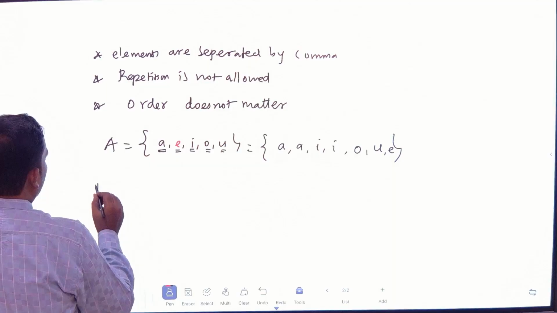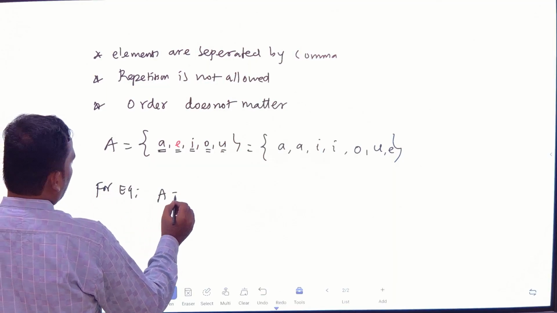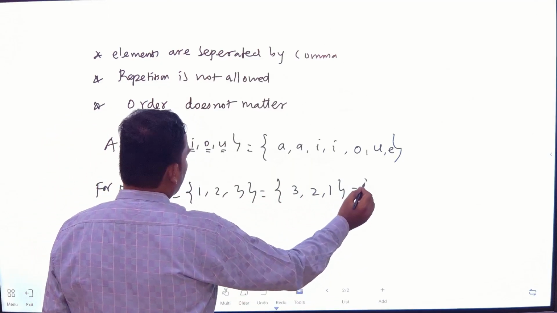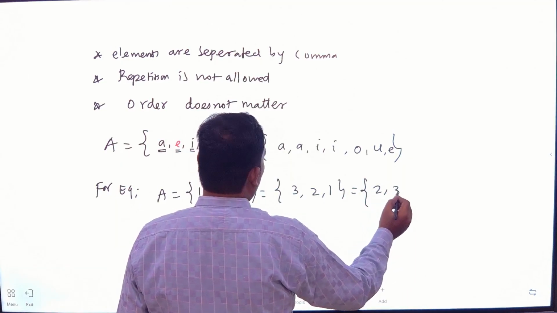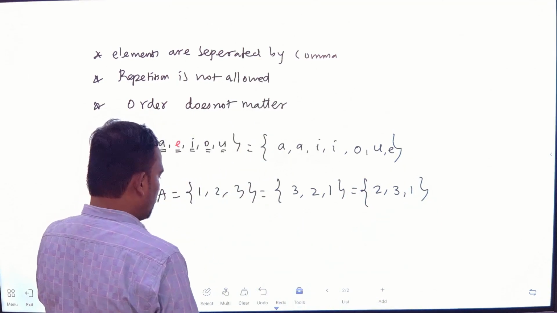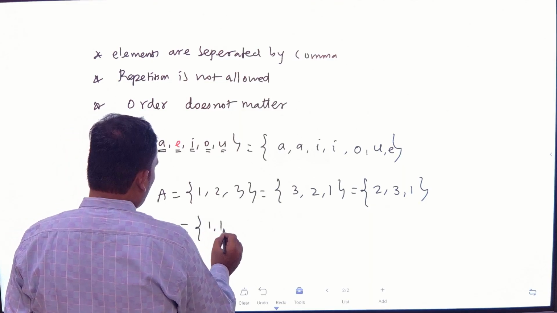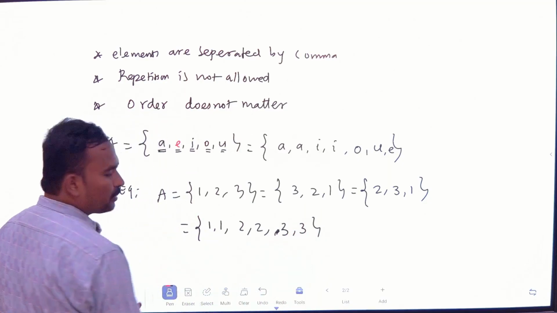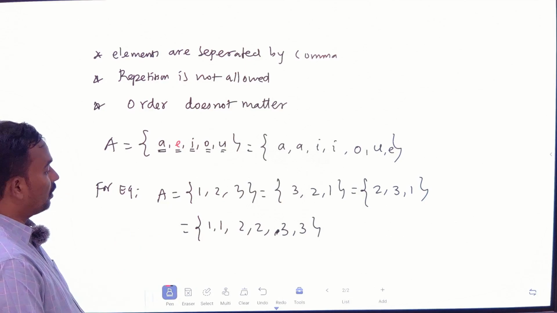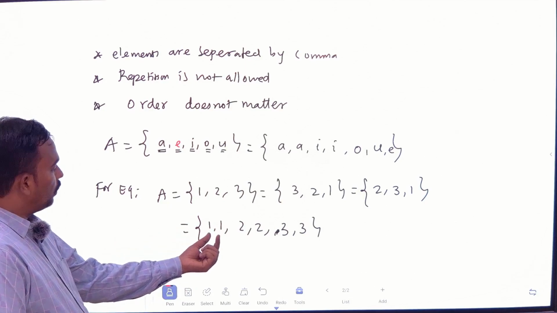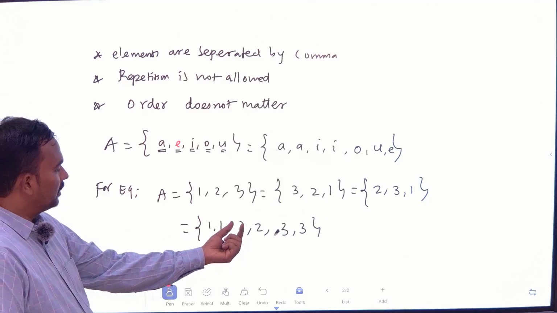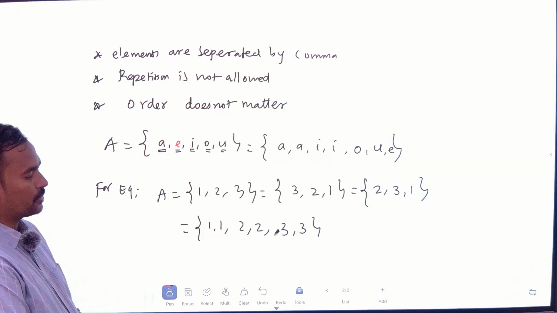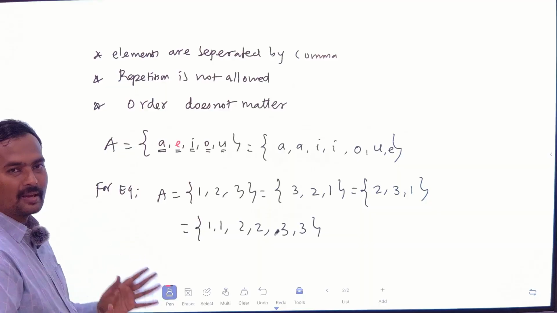For example, let A be equal to 1, 2, 3. It is the same as 3, 2, 1. It is the same as 2, 3, 1 also. All are the same. And it is the same as 1, 1, 2, 2, 3, 3 also, because repetition is not allowed. I hope everyone understood. This is the basic idea of the set.